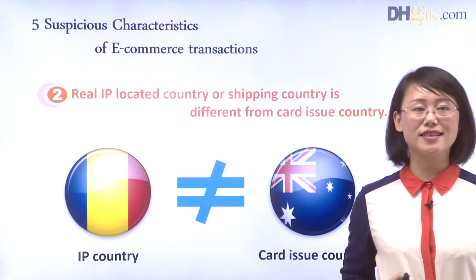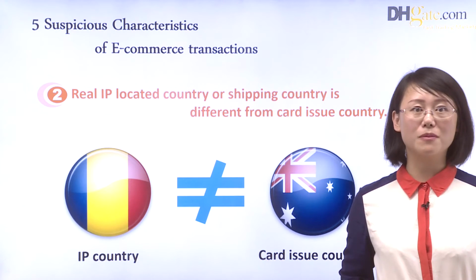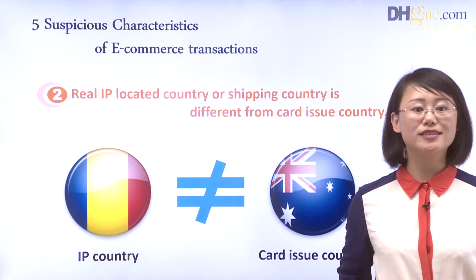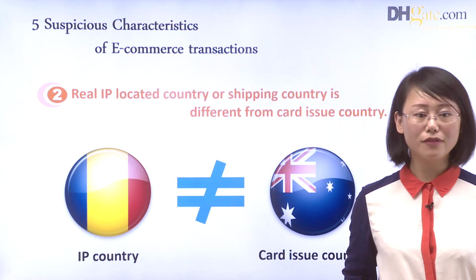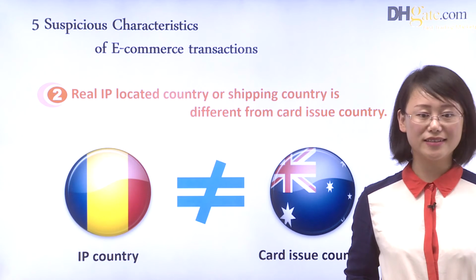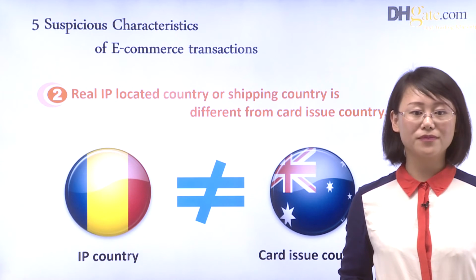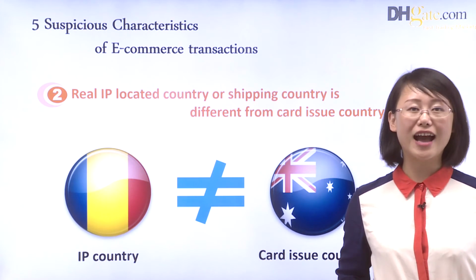The second one is that the real IP located country or shipping country is different from the card issue country. Sometimes the fraudulent transactions in e-commerce are transnational. For example, a Ukrainian bought a credit card on the black market, and the credit card was actually issued to an Australian. When the criminal tries to use the credit card to purchase online, it will show a different IP location and card issue country.